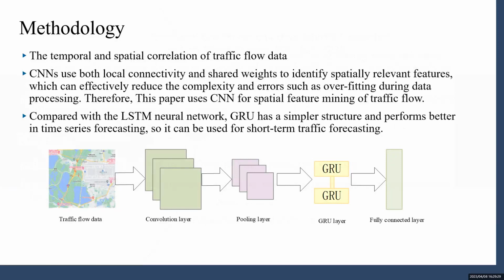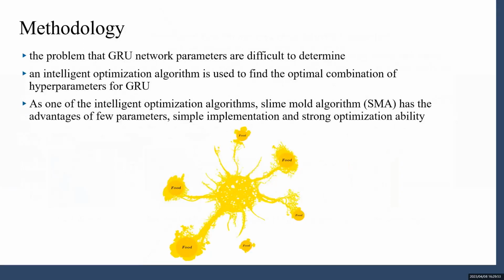GRU has a simple structure and performs better in time series forecasting, so it can be used for short-term traffic forecasting. The CNN-GRU framework diagram is shown in the figure. It includes convolutional layer, pooling layer, GRU layer, and fully connected layer. Aiming at the problem that GRU network parameters are difficult to determine, an intelligent optimization algorithm is used to find the optimal combination of hyperparameters for GRU.